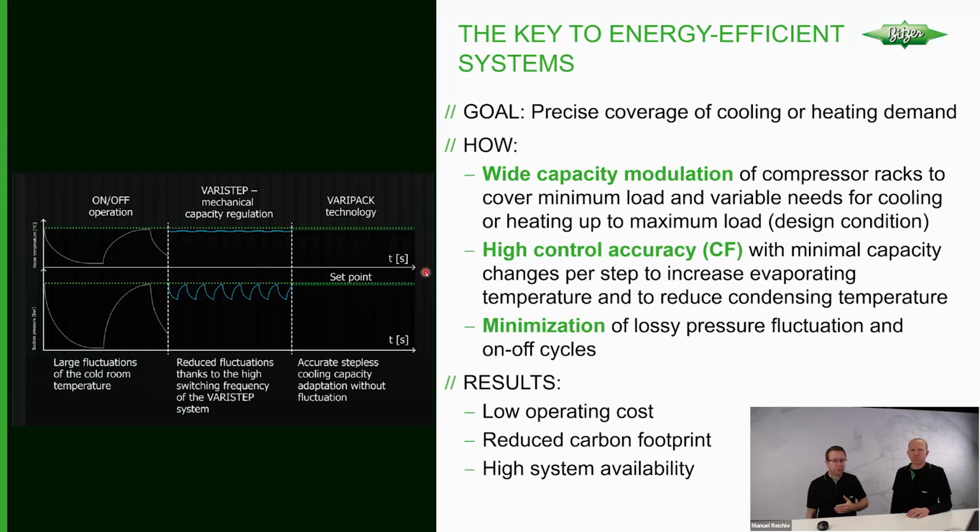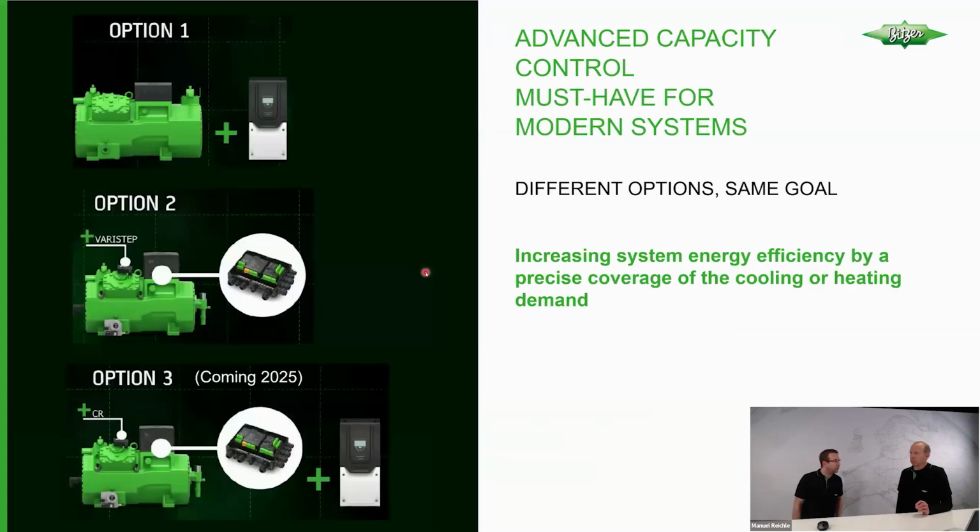If you have a perfect capacity regulation, you have lower operating cost, therefore a reduced carbon footprint and a higher system availability, because your system is running without any, let's say, problems. You don't create any additional problems by too many starts and stops. You don't have running time issues on the compressors and these kinds of things. So the systems are running really all the time and, yeah, with fewer troubles. And Manuel is going to explain a little bit more about the possibilities and what the ranges are between the different options. So, first of all, what are the options?